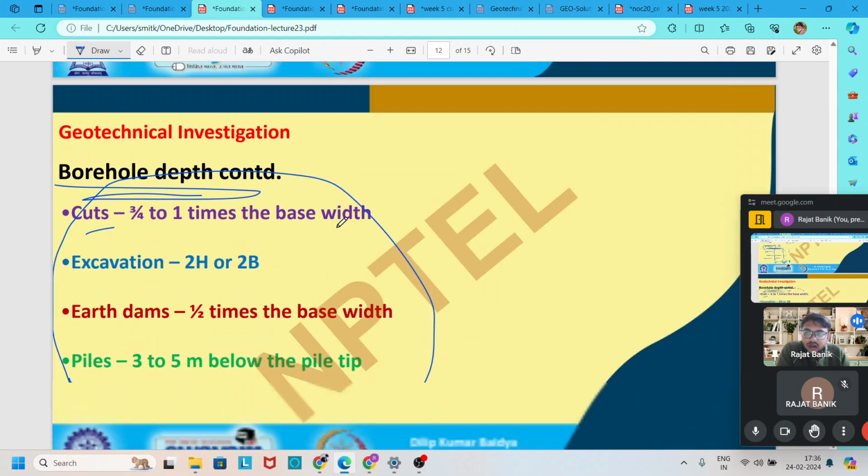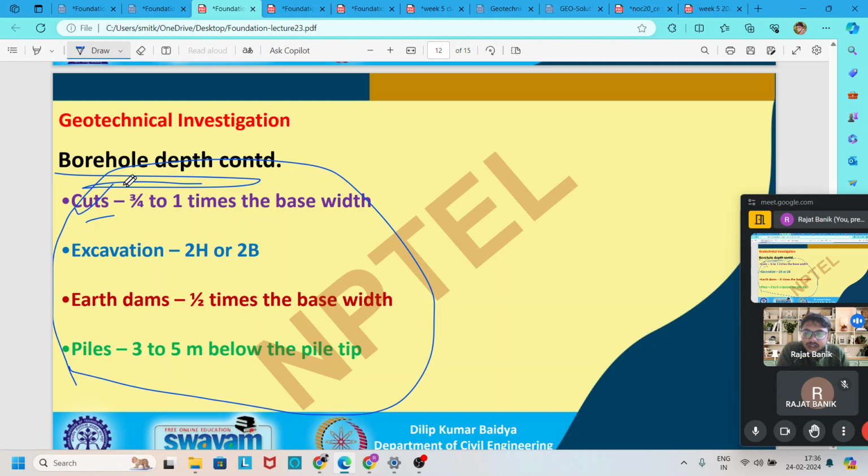For cuts, it is between 3/4 to 2 times the base width of the scarp. For excavation, it is between 2 times the height of the excavation, or 2 times the width of the excavation. For piles, it is 2 to 3 meter below the pile tips.